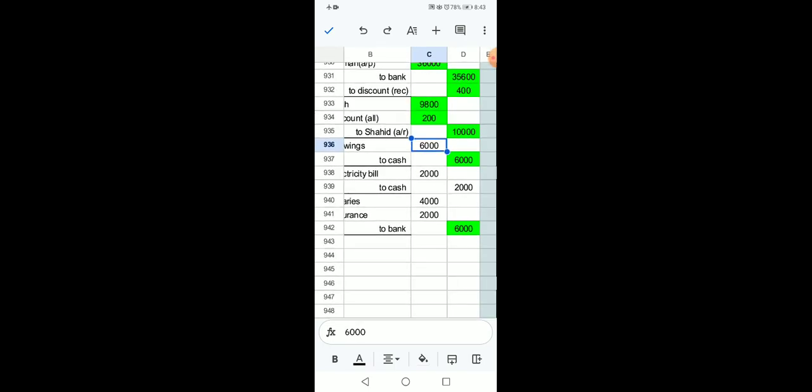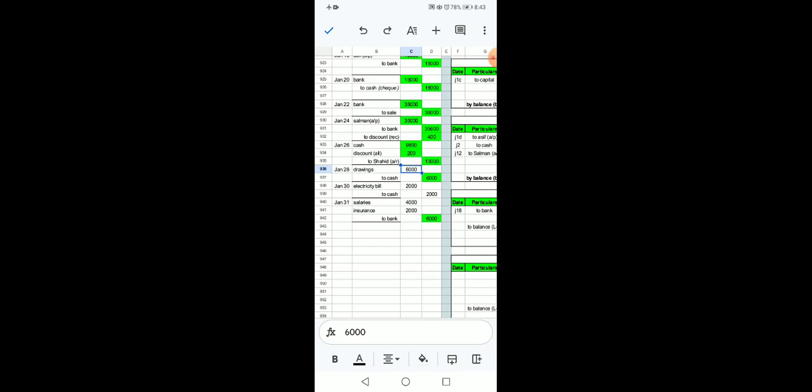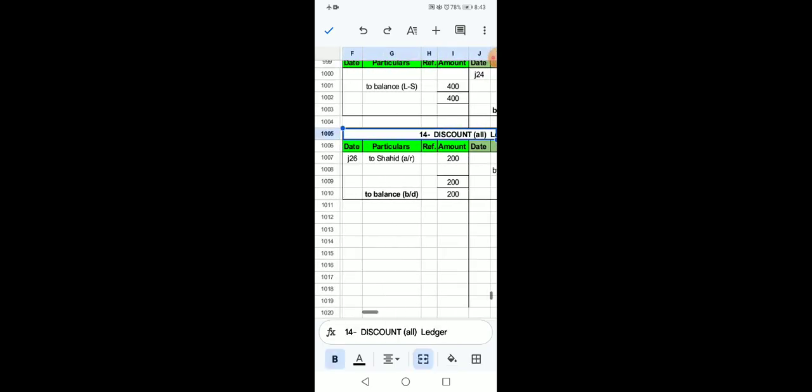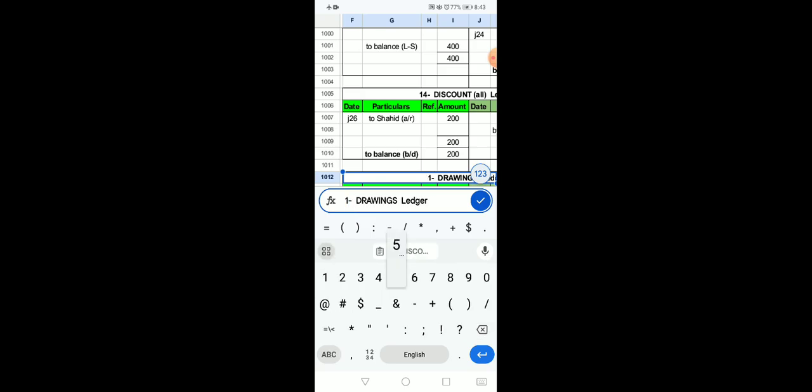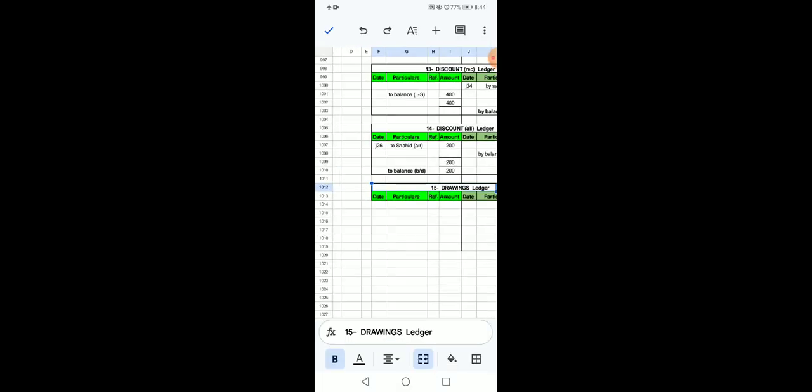What is the unmarked entry element? You can see that drawings 6000 is our next ledger. So we are going to make the ledger for drawings. For this we will take headings from the previous ledger and write the same headings for the next ledger just by changing the title. We had made discount allowed. Now we are going to make the ledger for drawings. We will change the number as well. We are now making the 15th ledger, drawings.